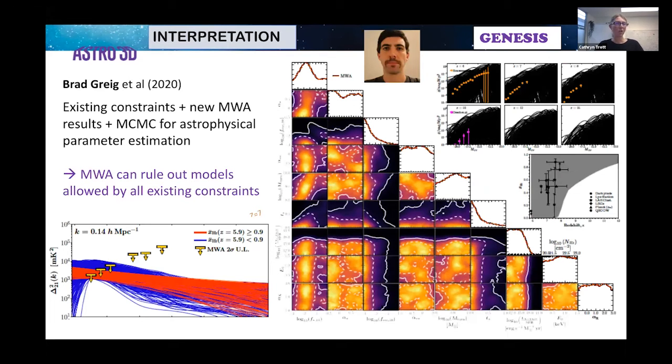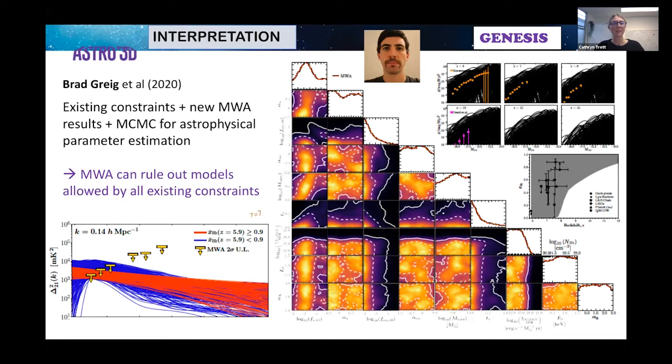Now, one of the new things, probably new things in the last 2 to 3 years that we weren't able to see before is the marriage of the observation and the theory. So previously, the results out of the experiments were just not interesting enough for the theorists for them to apply their models to and actually be able to constrain the astrophysics of the IGM at those early times. But now the experiments are getting to a point where we can actually put these models forward. This is some work by Brad Gregg.